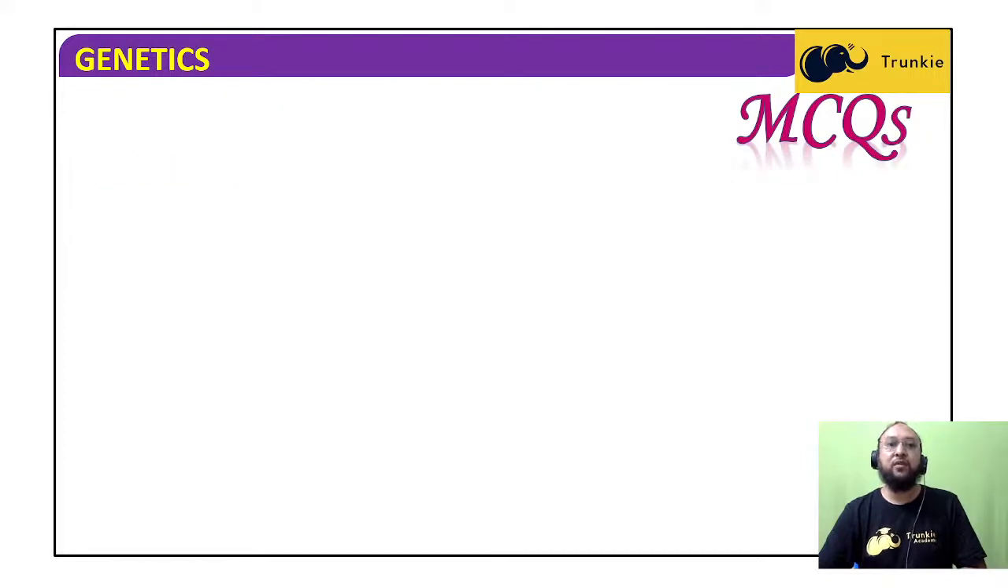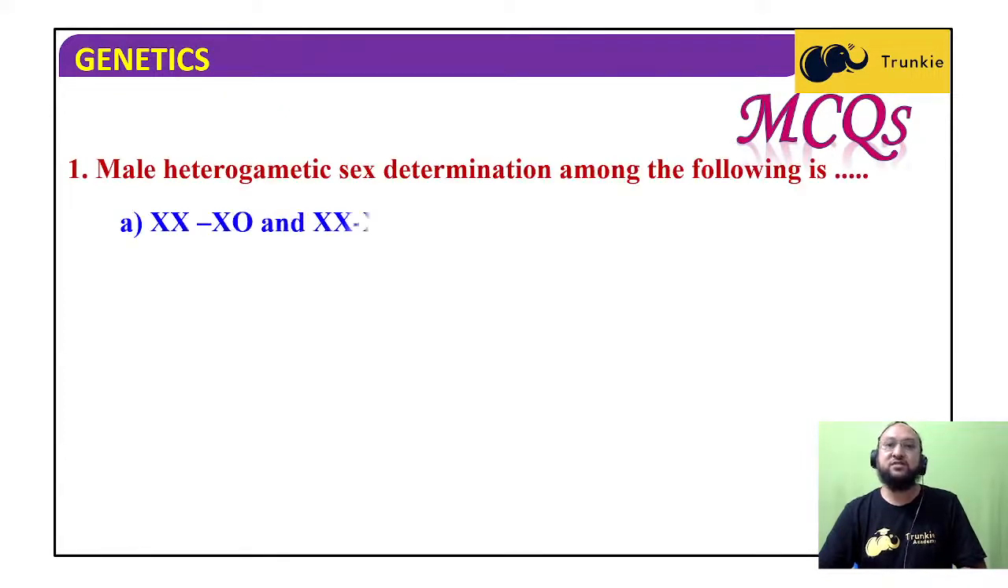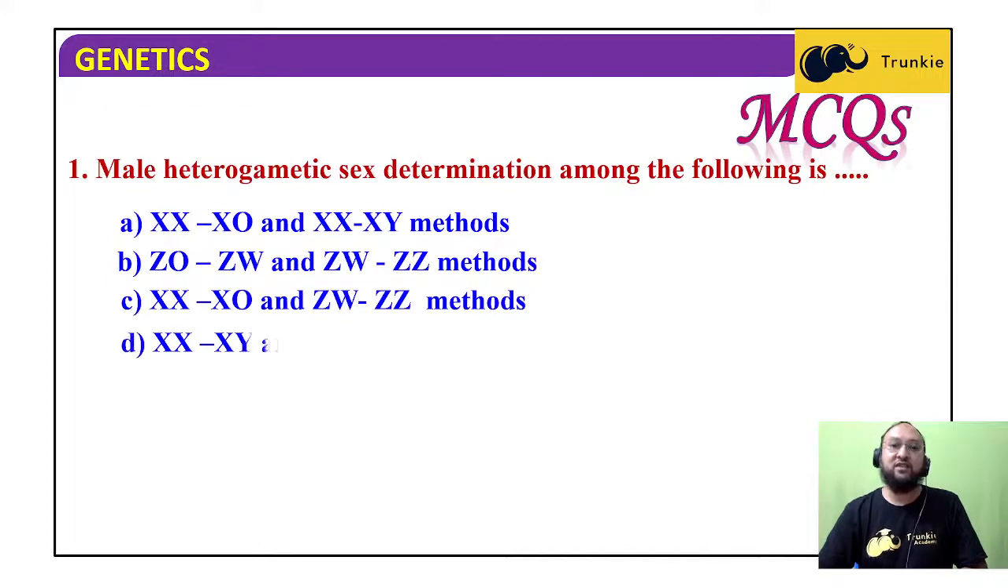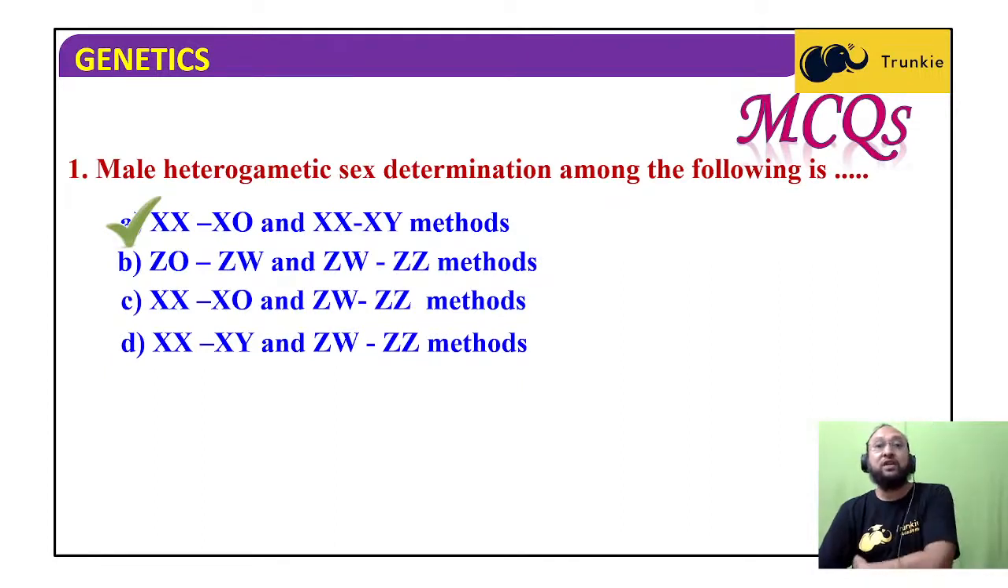Which of the following is male heterogametic sex determination: the XX0 or XXY methods, Z0 ZW or ZWZZ methods, XXX0 or ZWZZ methods, or XXXY or ZWZZ methods? So it is XXX0. This is the heterogametic one.